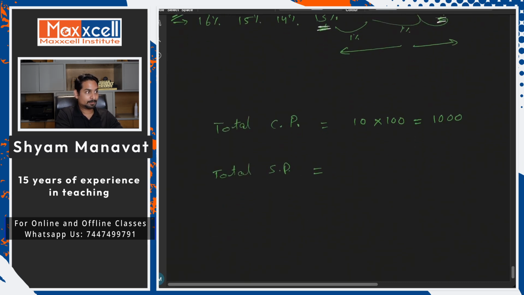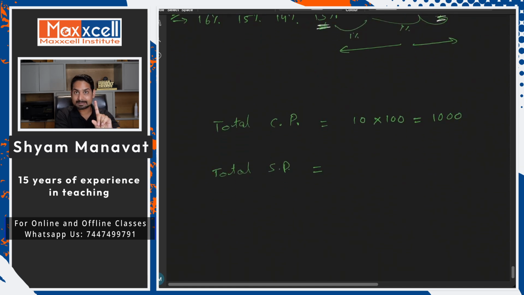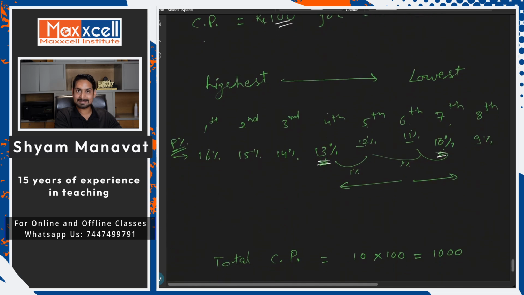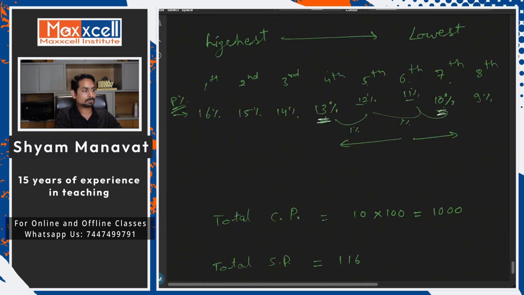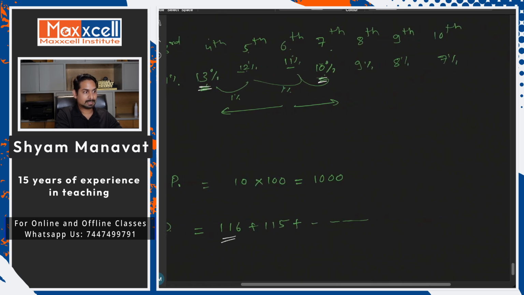For the first item, the highest one, the profit percent is 16%. So for the first item, selling price should be 116. Did you understand this? 100 rupees is the cost price, profit percentage is 16%, so the selling price should be 116. Clear? Similarly, for the second item, selling price with 15% profit is 115, and it will go on till 107. We need to add all of them.